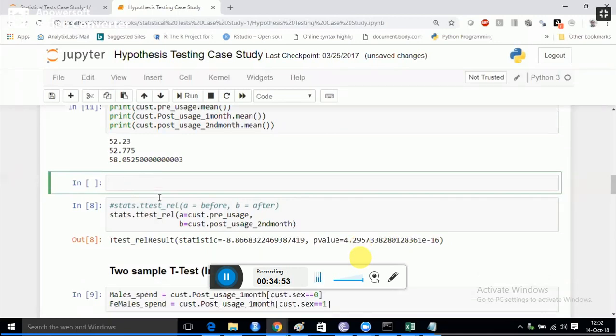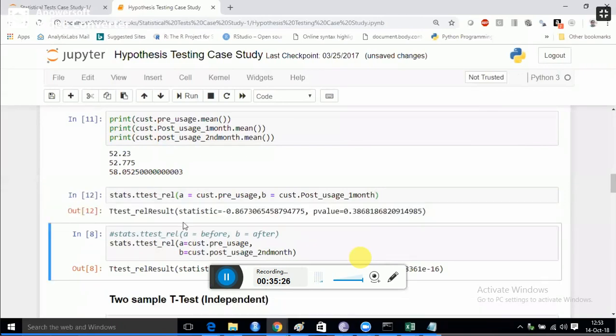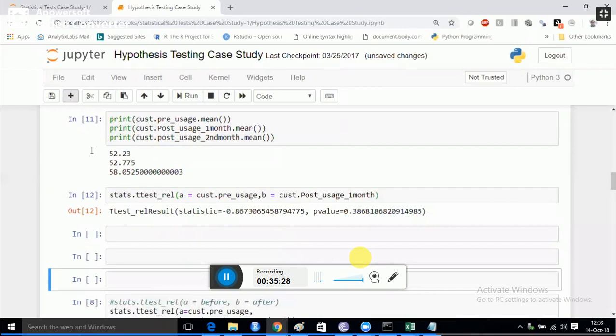So what should I do? First, I should run a 2 sample t-test, right? From stats, I'm running ttest_rel for relative, where my first argument is customer dot pre-usage and the second argument is cust dot post usage first month. First I'll check those two, before and after. Please look at the p-value here. What is the p-value?